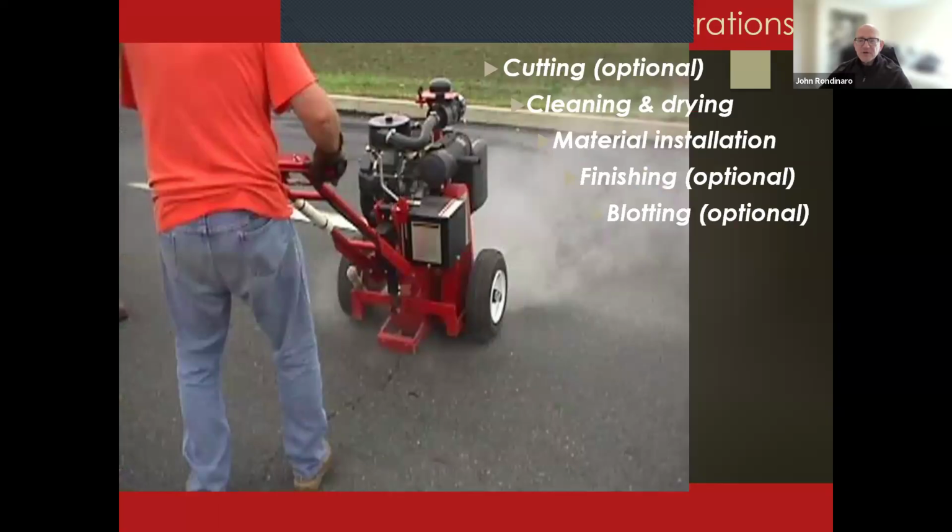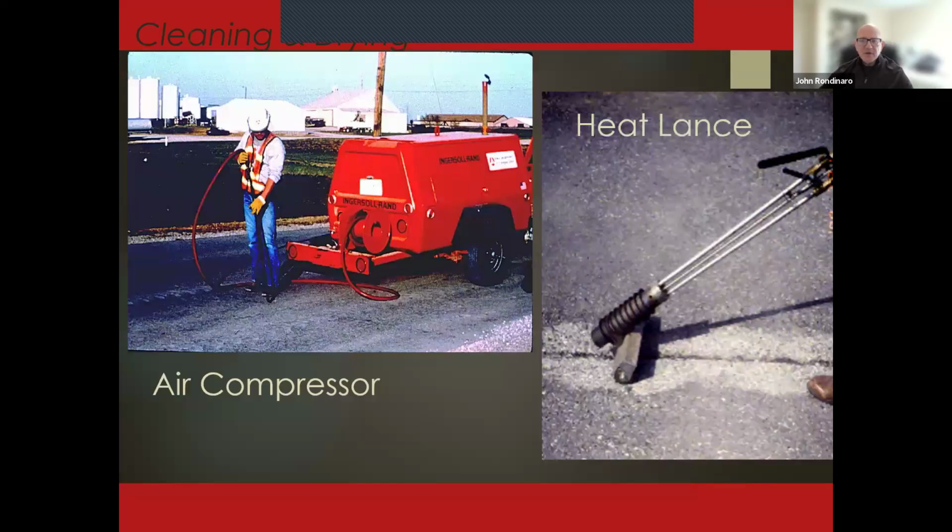In terms of construction operations: cutting, cleaning and drying, material installation, finishing and blotting, and in this case, we're routing in a crack prior to sealing activity. Cleaning and drying are critical. You typically got to get out there at least with an air compressor to blow them clean and dry. What's becoming much more popular within the industry is the use of a heat lance to clean and dry your crack. And the reason it's so critical is if you don't get it clean and dry, even if you're using an engineered material, you're going to be able to pull it right back out.